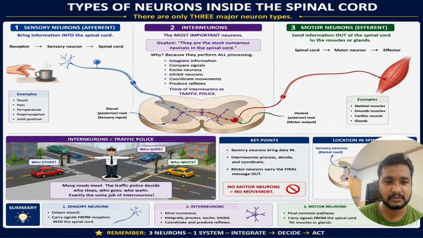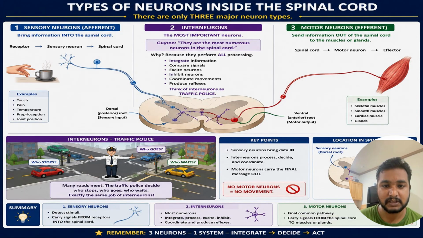Second are the interneurons. These are the most important neurons in the spinal cord because they perform all the processing. Think of them as traffic police at a busy road junction. Just as a traffic police officer decides which vehicles should stop and which should move, interneurons decide which signals should pass, which muscles should contract, and which should relax. They receive information from both the sensory neurons and the brain, process it within milliseconds, and make the final decision.